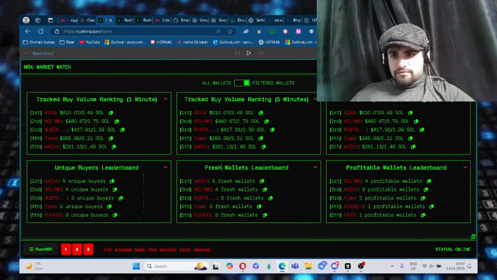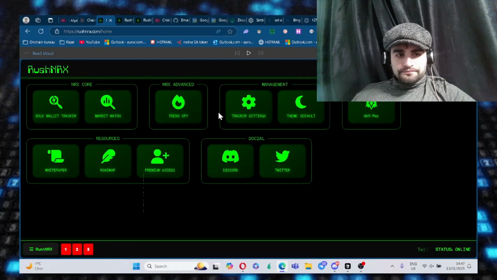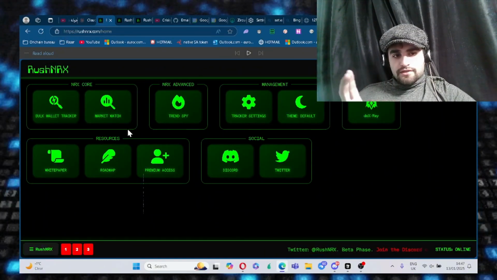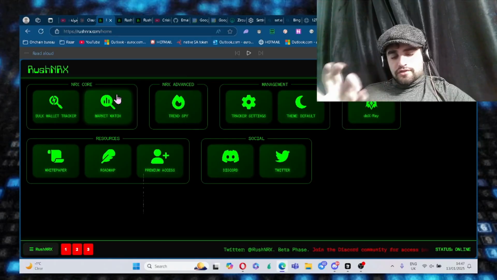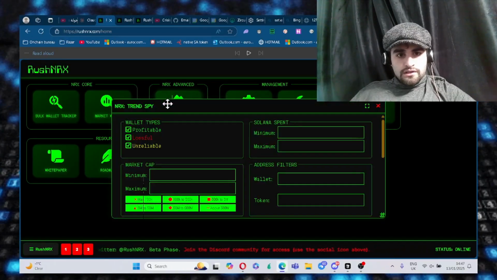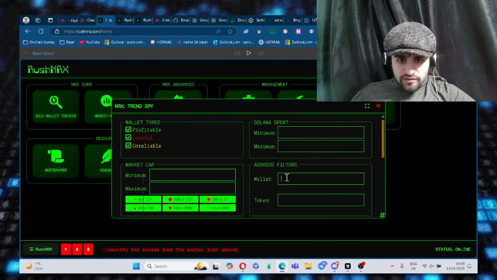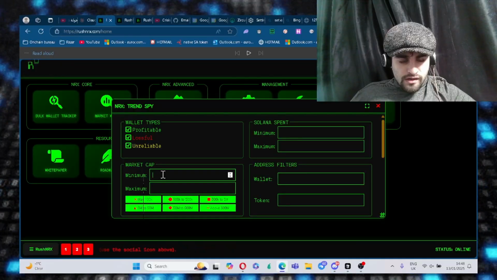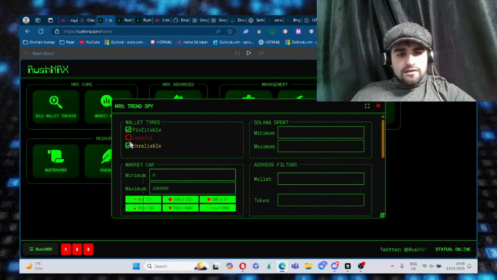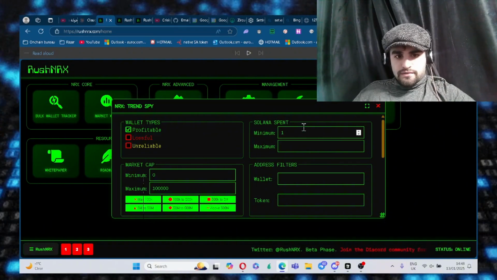I think there must be some tool here to insert a contract address and be able to get all of these metrics. Do it contract address by contract address rather than an overall market watch. Advanced trend. Wallet token. Market cap max 100K. Profitable and minimum 1 Solana spent.